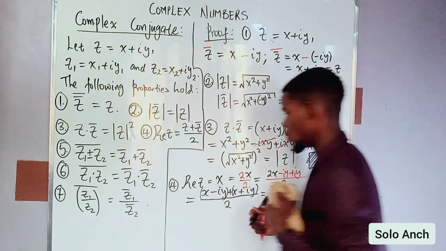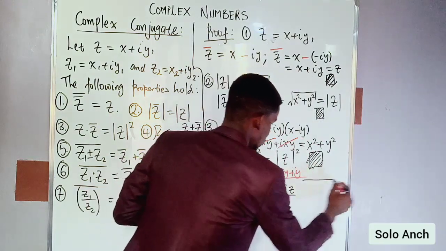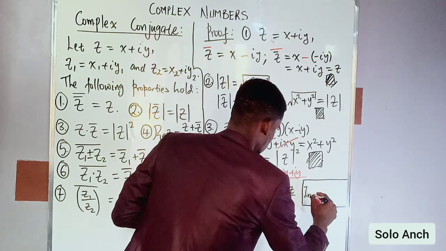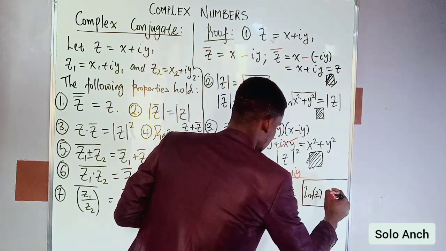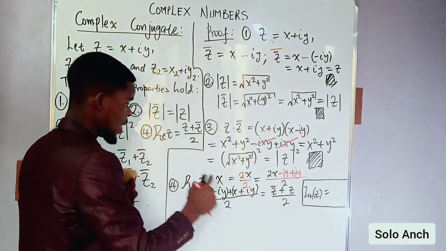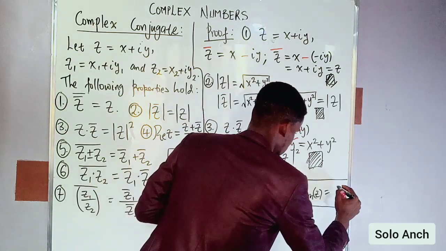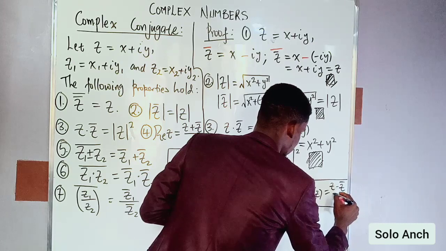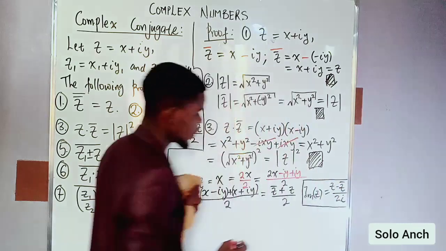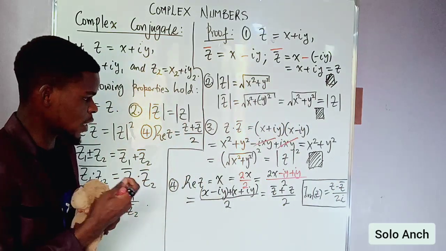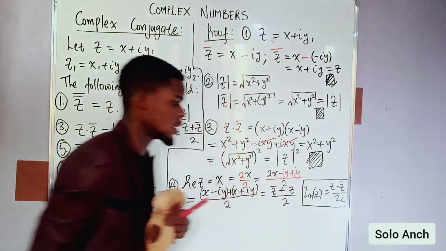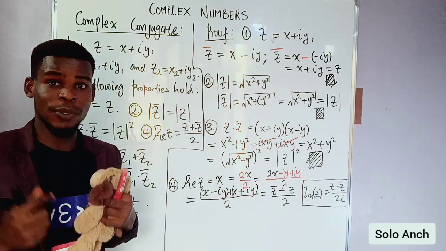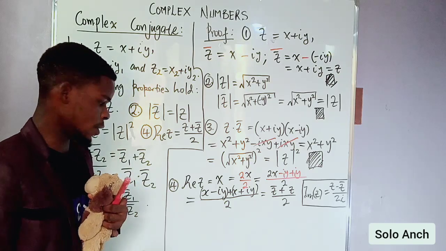In fact, this will be good work for you. I want you to show that the imaginary part of a complex number z can be written as z minus z bar divided by 2i. So when you take the difference between a complex number and its conjugate, then you divide the result by 2i, you will get the imaginary part of z, which is going to give us y. Good. So you just check that out, all right?